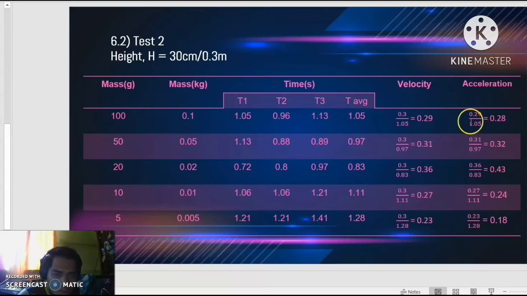For the acceleration, we take the velocity and then divide it again by the time taken. For the first one, we got 0.29 over 1.05, which results in 0.28 meters per second squared. For the second one, we got 0.32, the third 0.43, the fourth 0.34, and lastly the fifth one is 0.80.